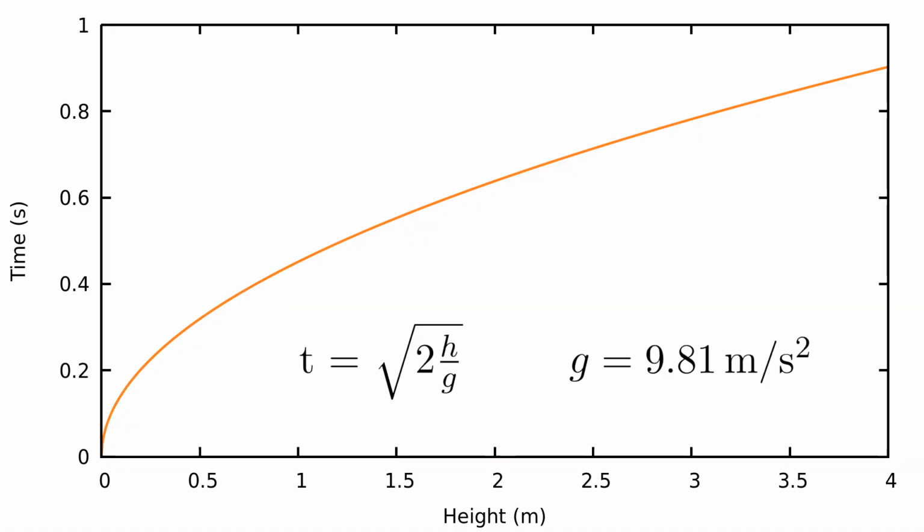We will repeat this experiment a few times for different heights. The resulting times should be the square root of 2 times the drop height divided by the Earth's acceleration, which is 9.81 meters per square second. So for example, a drop from 1.2 meters should take about half a second.